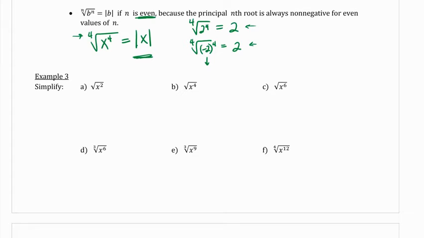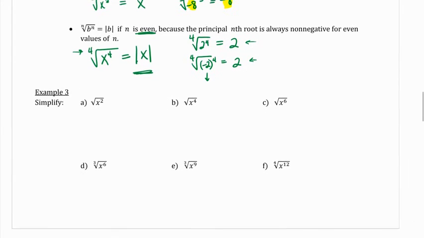If I've got the square root of x squared. Even though that index is not there, remember, that means that's a 2 for our index. So this is an even index, right? Let's write this over here. Even index, and I have an even exponent, right? If they're both even like that, you need absolute value. So the square root of x squared is actually the absolute value of x.